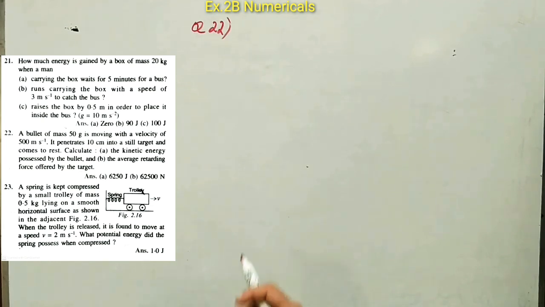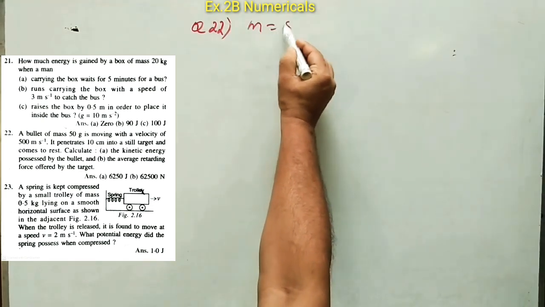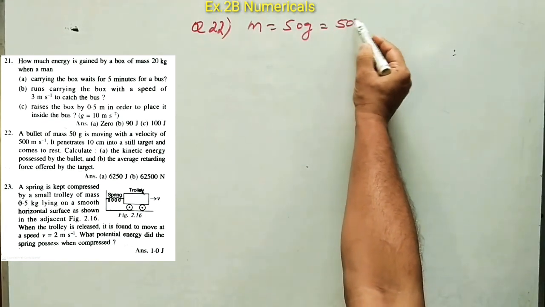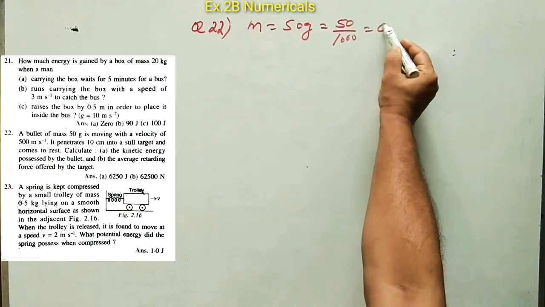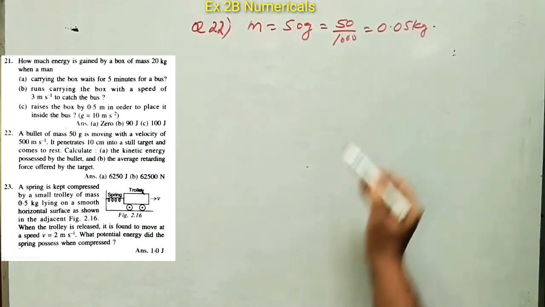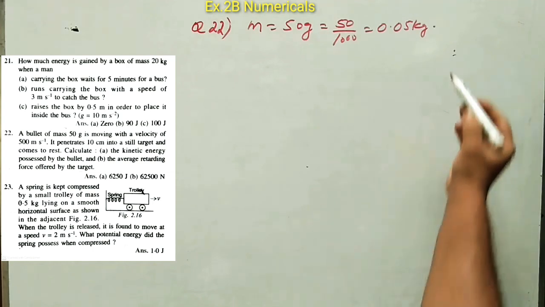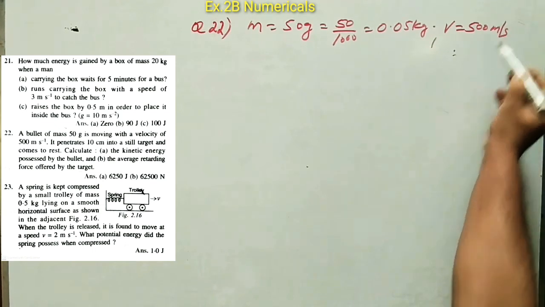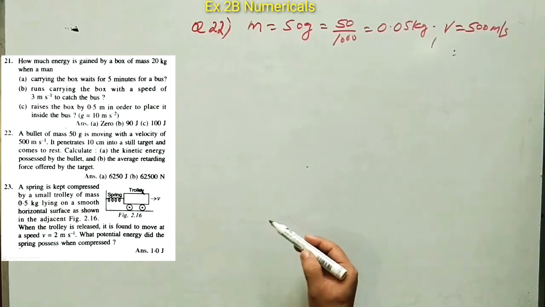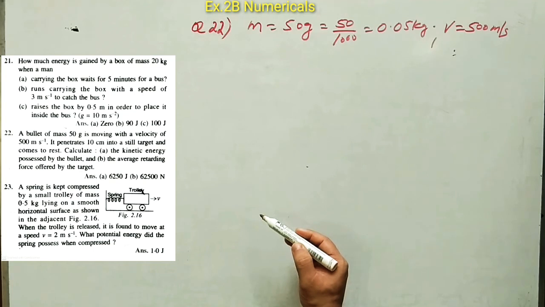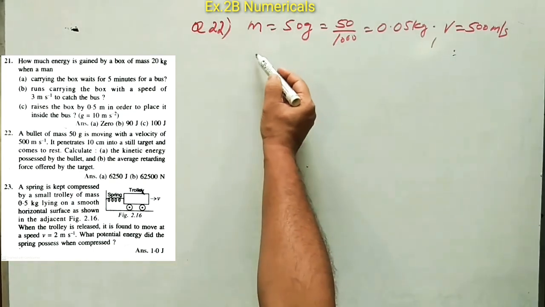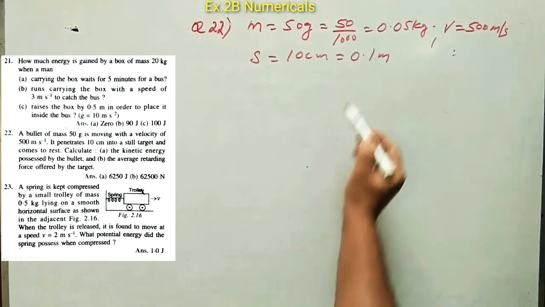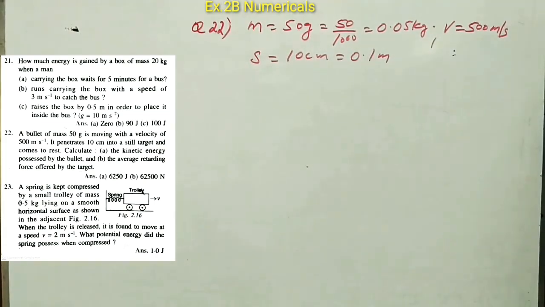A bullet of mass 50 gram. Mass of the bullet is given as 50 gram. So convert into kilogram, dividing it by 1000. 50 divided by 1000 is equal to 0.05 kilogram. Moving with a velocity of 500 meter per second. What is the speed of the bullet? 500 meter per second. Clear? It penetrates 10 centimeter into a steel target and comes to rest. So the distance of penetration, S, is equal to 10 centimeter, that's equal to 0.1 meter. Convert centimeter into meter. Clear?